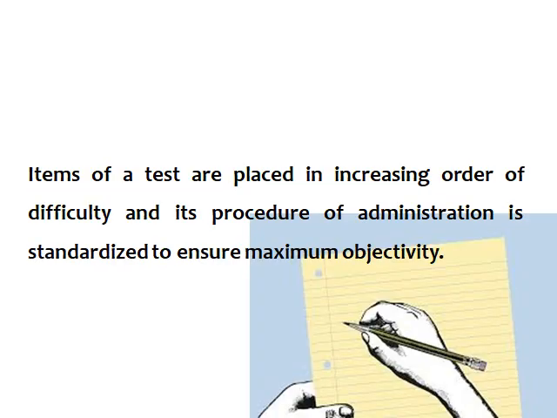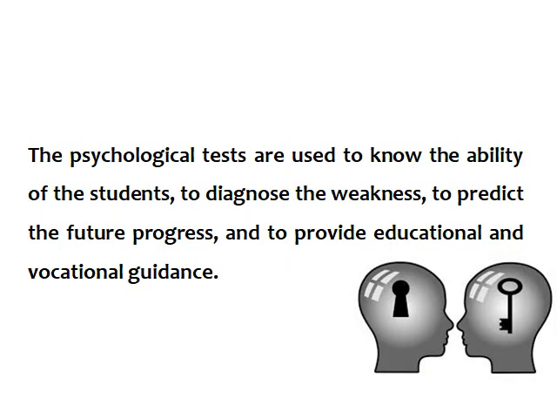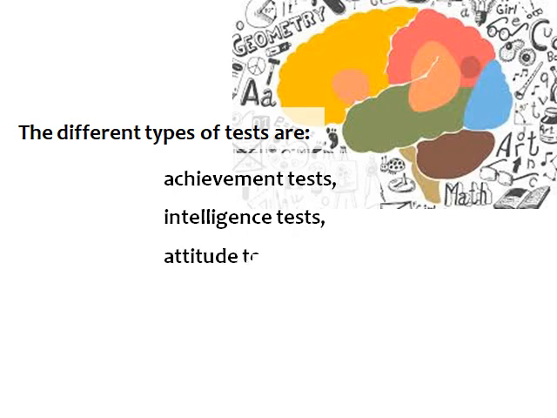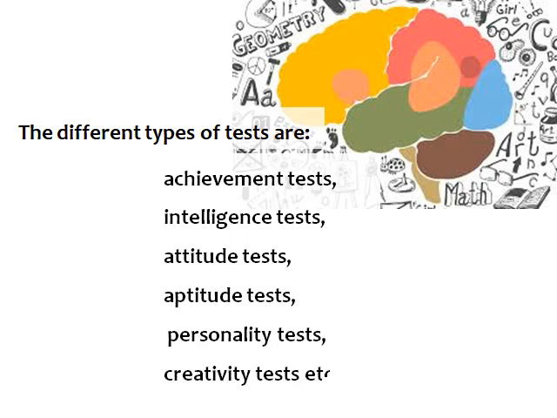Items of a test are placed in increasing order of difficulty, and its procedure of administration is standardized to ensure maximum objectivity. The psychological tests are used to know the ability of the students, to diagnose the weakness, to predict the future progress, and to provide educational and vocational guidance. The different types of tests are achievement tests, intelligence tests, attitude tests, aptitude tests, personality tests, creativity tests, etc.